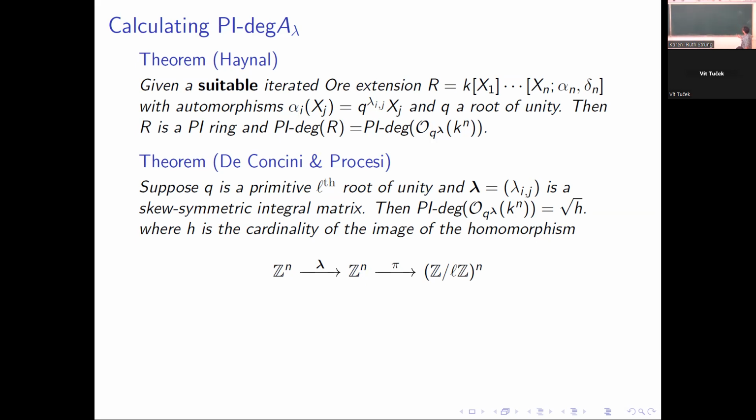And this says that if you want to compute the pi degree, you should look at the square root of h, where h is the cardinality of this map. So what is the map? You have this Q-symmetric matrix that defines your quantum affine space. You first apply lambda, and then you project your result modulo L. Now the image of this map will be finite because I have a finite set here. You want to compute the cardinality of this image, and the square root will give you the pi degree of your quantum affine space.